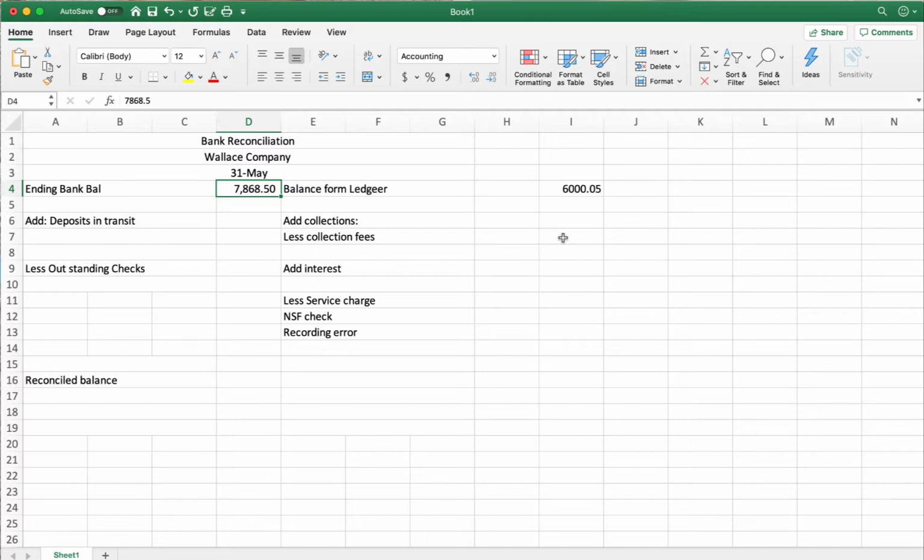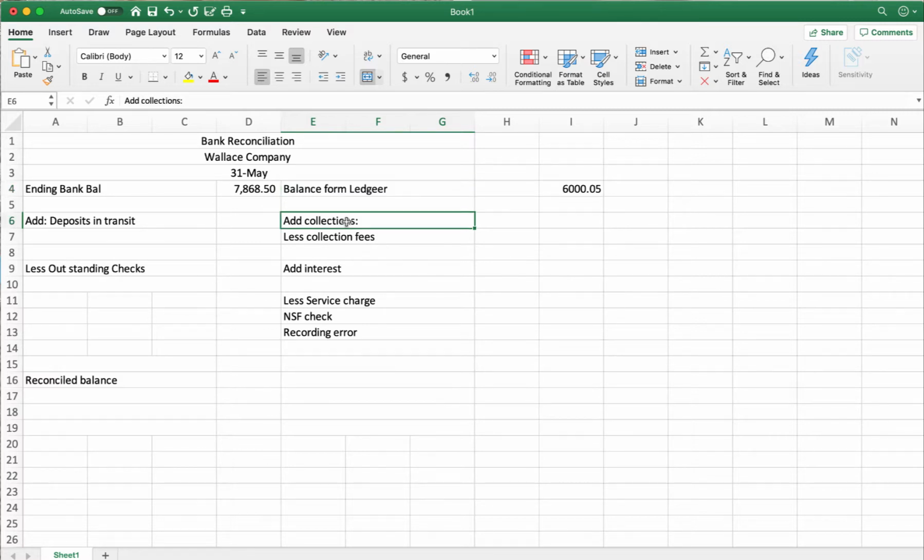So the bank, our bank, doesn't know that we have a check outstanding. We need to account for that. It's in our books. It's not represented on this bank statement. So we need to subtract out any outstanding checks. Okay? Let's look at our side, the ledger side, right?